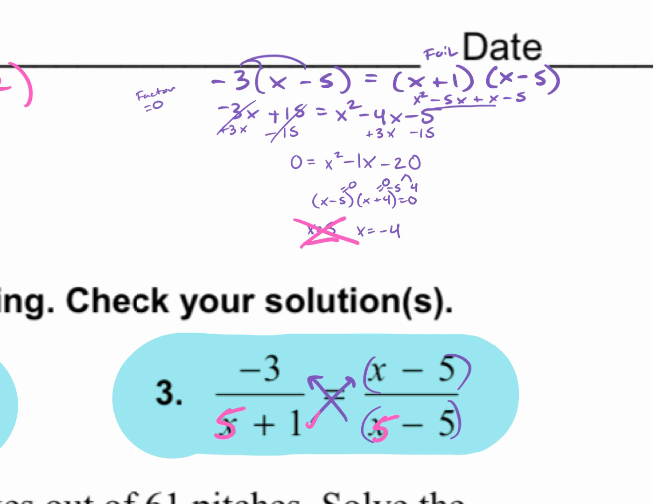Let's check negative 4 also. Negative 4 plus 1, is that 0? Nope, we're good there. Negative 4 minus 5, that'd be negative 9, so we're good there. So does negative 4 work? Yep.